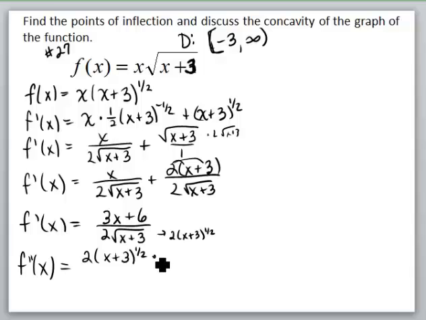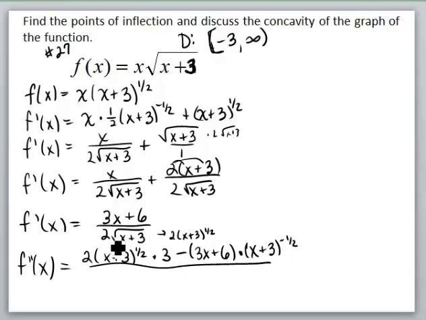Bottom times the derivative of the top minus the top times the derivative of the bottom. The derivative of the bottom would be 1/2 times 2 would give me a 1, so just x plus 3 to the negative 1/2 all over bottom squared. Well, 2 squared is 4, and the square root of the x plus 3 squared is just x plus 3. So I'm going to come up here to finish the simplifying.